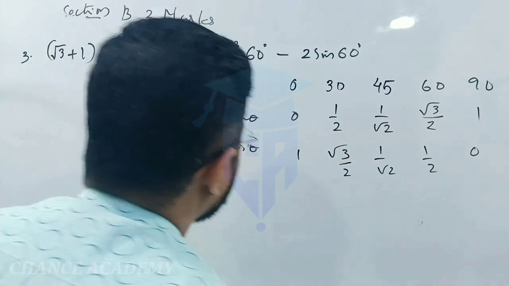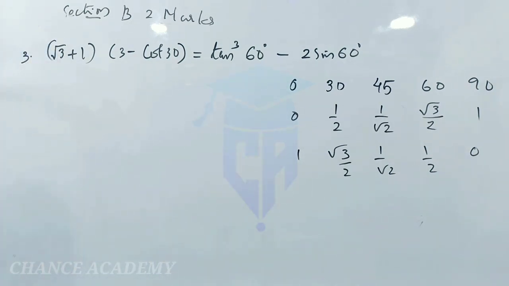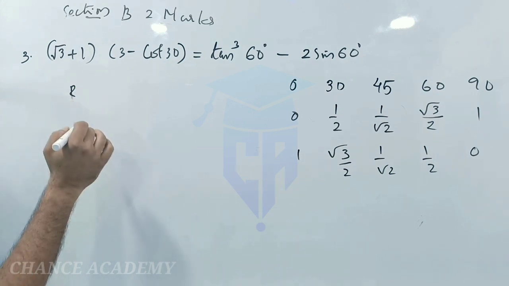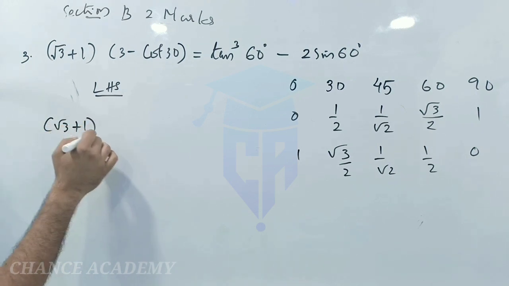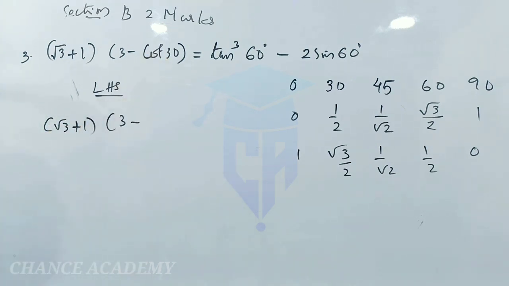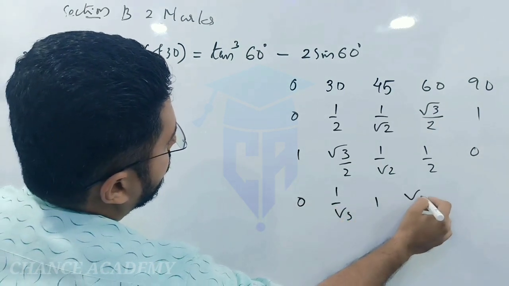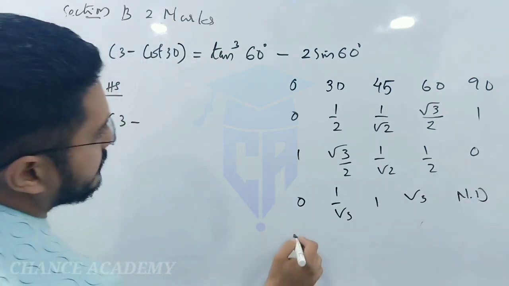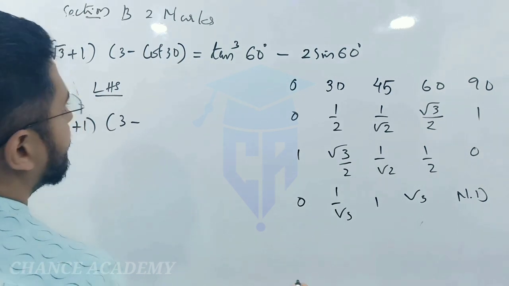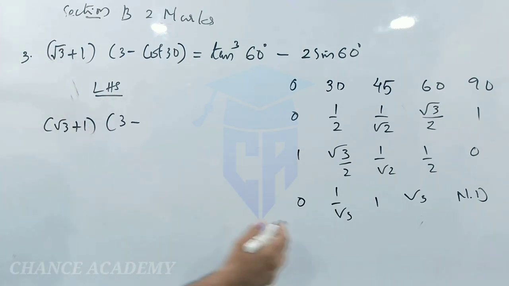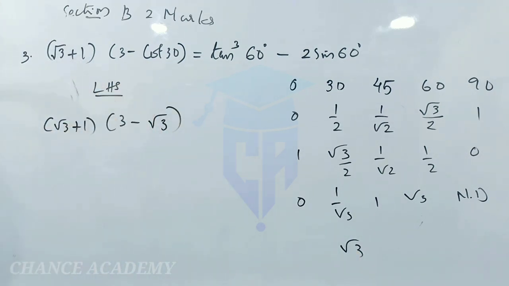But since you must be able to understand the values of these angles by now, since we are writing the exam in 2 days' time, you can substitute the values of this. I'm taking the LHS first. LHS value is root 3 plus 1, already given there, into 3 minus cot 30. Actually, for tan, the values are 0, 1 by root 3, 1, root 3, not defined. In the reverse order, if you write this, we'll get the value for cot. Since cot is the reciprocal, for cot 30 the value is root 3. So 3 minus root 3 is the LHS.